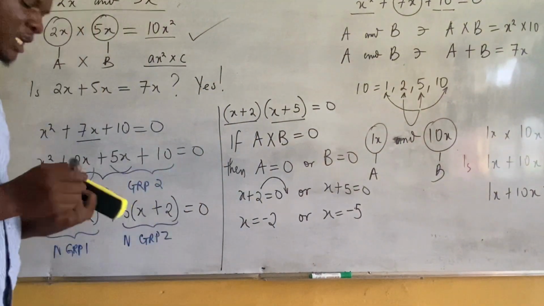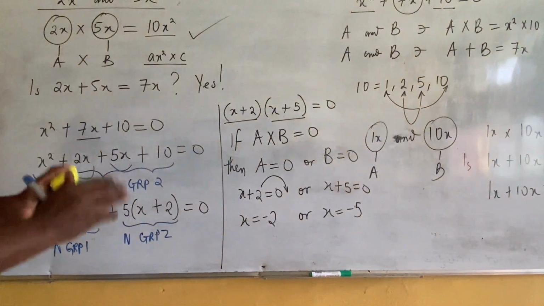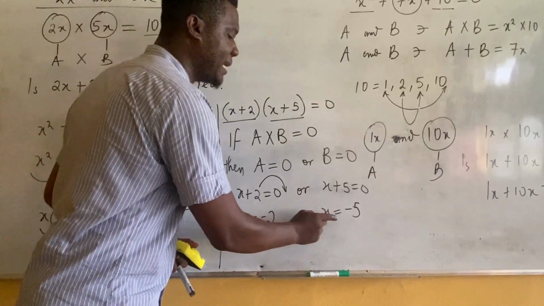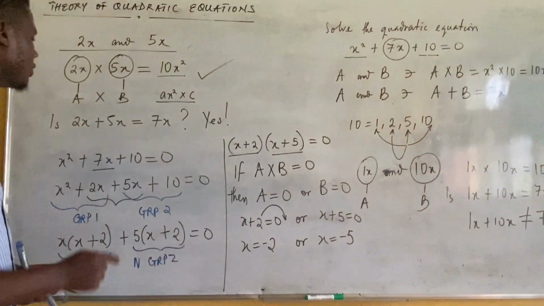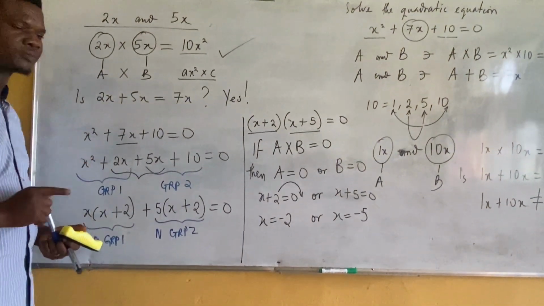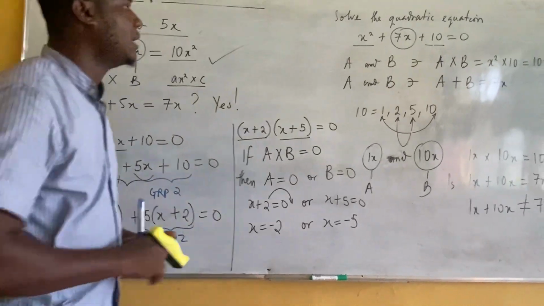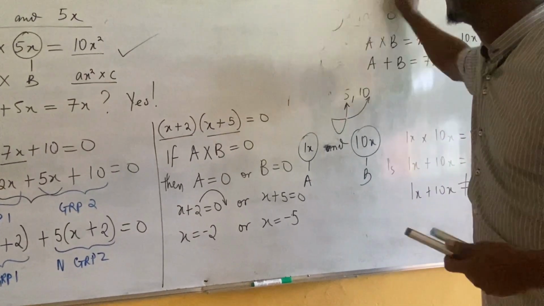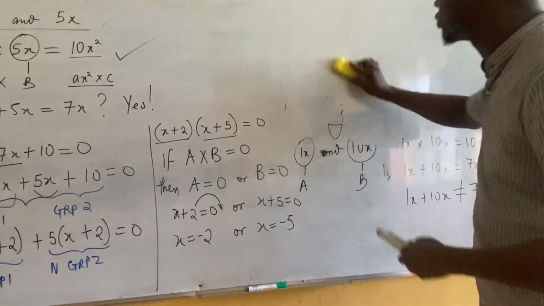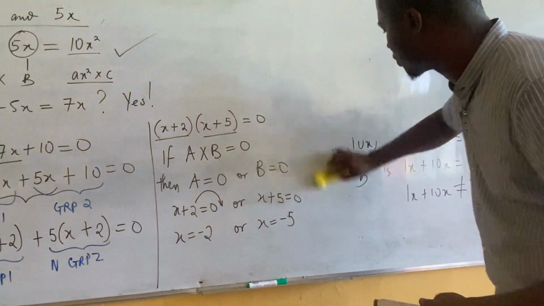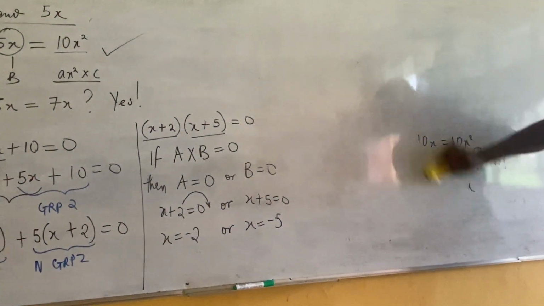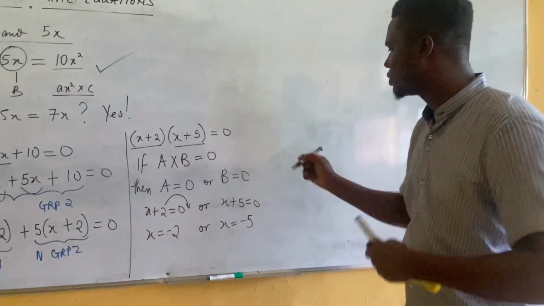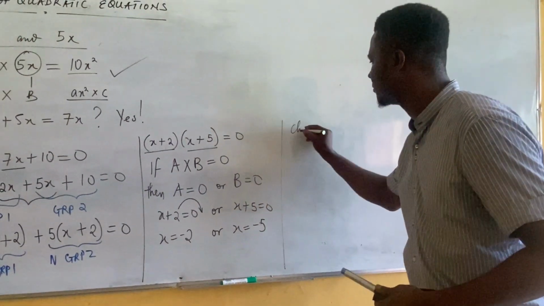Now, this will be the solution to the quadratic equation. Okay? So x equals minus 2 and x equals minus 5 are the solutions to this quadratic equation. Now, let us quickly run a test to see whether those two roots are solutions to the quadratic equation. We are going to check if our solutions are in order. So I'm going to write here, check.